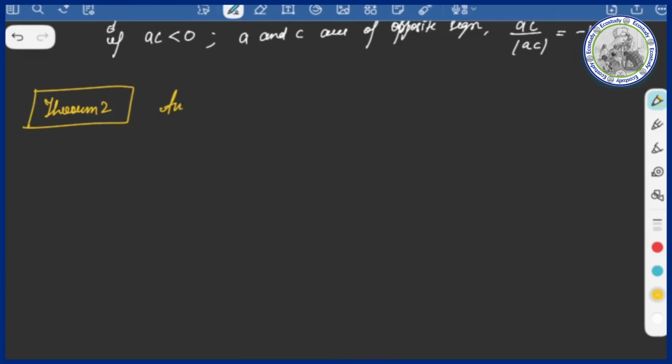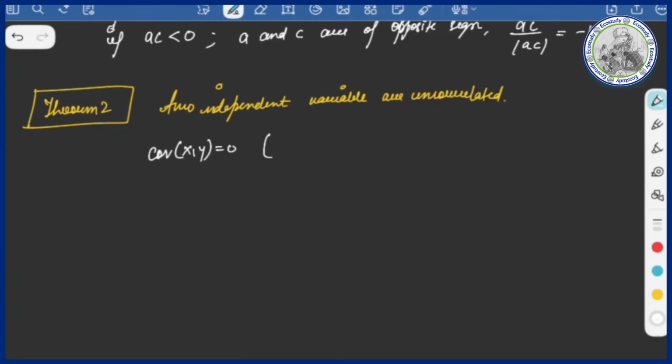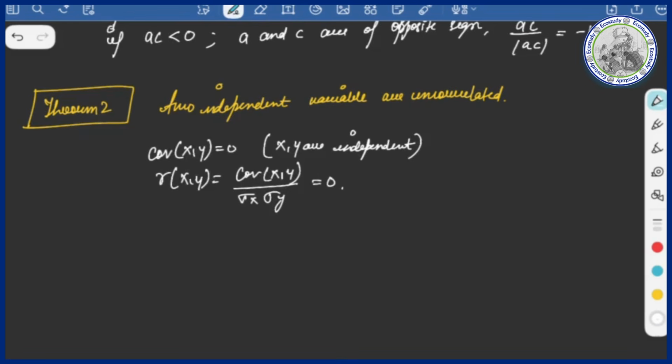Second theorem: two independent variables are uncorrelated. Simple, if the two variables are independent, the covariance is 0, as x and y are independent. So r xy is equal to covariance of xy divided by sigma x sigma y, which is equal to 0. What does this theorem mean? That two independent variables are uncorrelated.